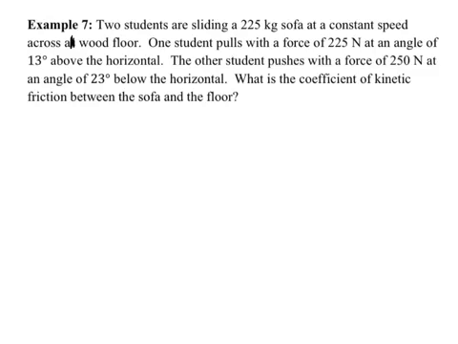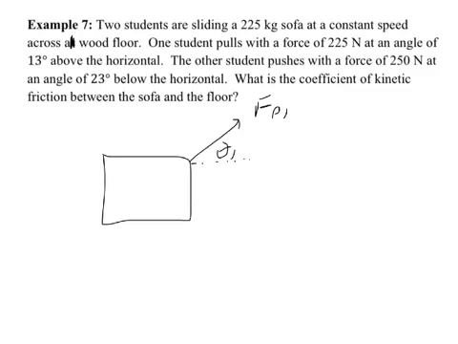One student pulls with a force of 225 newtons at an angle of 13 degrees above the horizontal. So let's put this box here, and it says they're pulling above the horizontal. So here's the pull, and we'll say they're pulling at an angle above the horizontal. So we'll call that FP1, and we'll call that theta 1. And let's write down what those values are. FP1 is 225 newtons, and theta 1 is 13 degrees. And again, it's above the horizontal.